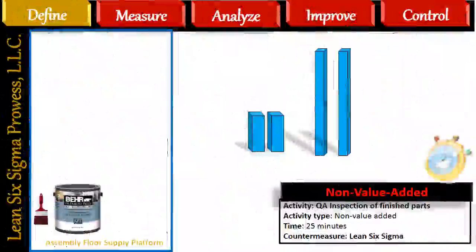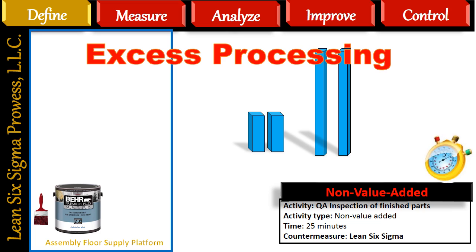Activity, QA inspection of finished parts. Activity type, non-value added. Time, 25 minutes. Inspecting parts between steps is an example of excess processing. Inspections between steps is typically associated with a process that produces high defects. If your process produces high-quality parts, there is no need to perform quality inspections between steps, unless this is mandated by FDA regulations or other regulatory bodies.